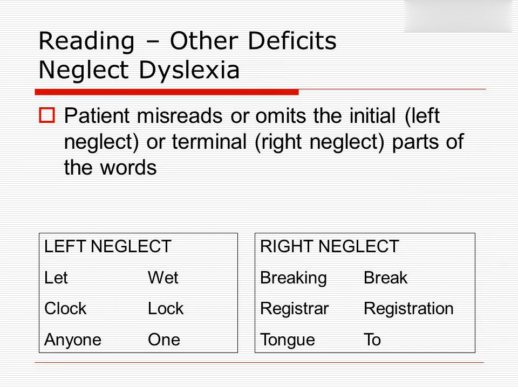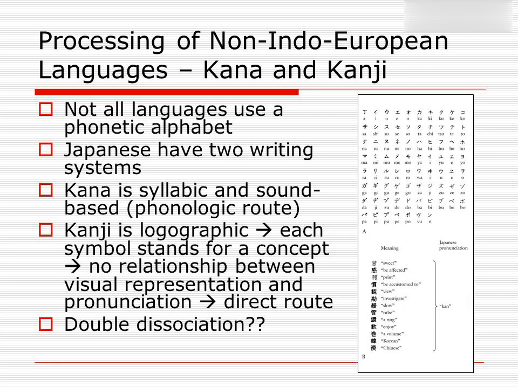Reading, other deficits: neglect dyslexia. The patient misreads or omits the initial part of words, left neglect, or the terminal part, right neglect. Left neglect: let read as wet, clock. Anyone as one. Right neglect: breaking as break, registrar as registration, tongue as to.